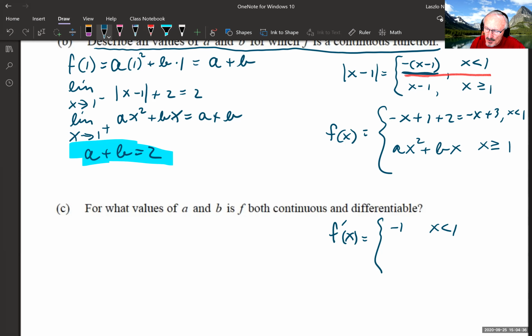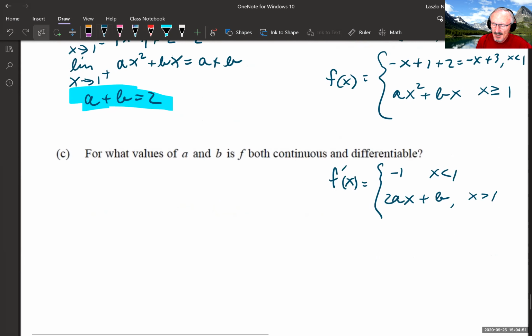And we have, of course, 2ax plus b when x is greater than 1. I'm not including equal to 1 because I don't know if the derivative exists. So what we're going to do is find the limit as x approaches 1 from the left for f prime of x, which of course is a constant, and I end up with negative 1 because the limit of a constant is the constant.